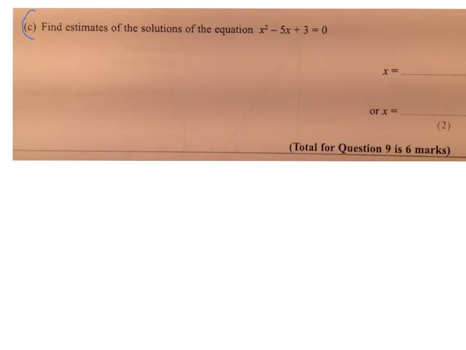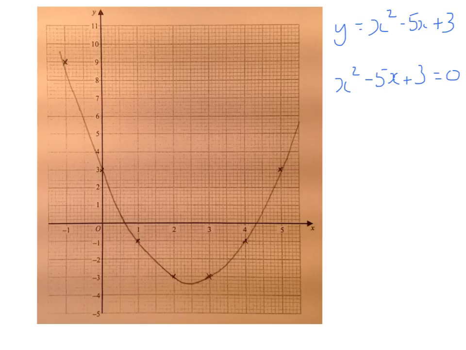Part C asks us to estimate the solutions of that equation being equal to 0. Now if we go and solve this using the quadratic formula or completing the square or something like that, we haven't done an estimate because we've calculated an actual solution. So what we need to do here for our estimate is to go back to the graph and just read off some values. The graph that we drew earlier was y equals x squared minus 5x plus 3, and we've been asked to find solutions to x squared minus 5x plus 3 equals 0.